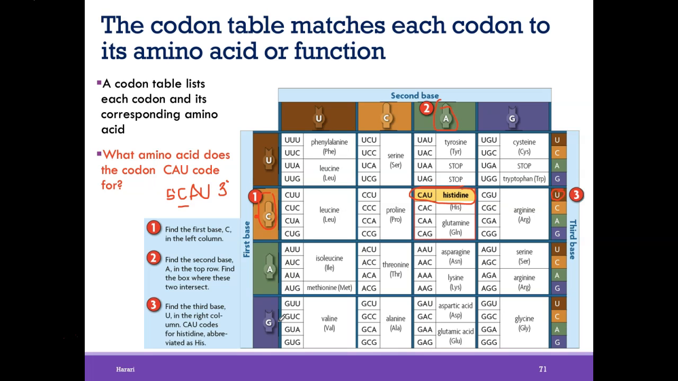So right now, tell me what AGC encodes for. What does AGC encode for? Pause here to find AGC. There you go. AGC encodes for serine.